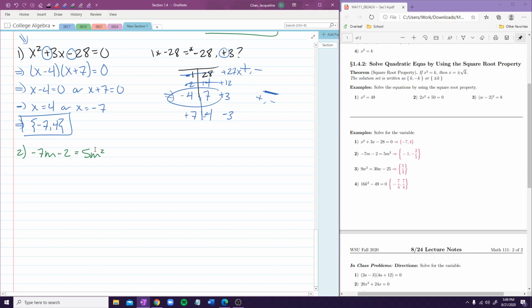But your question might be, how do I know which terms to move around? You guys might be wanting to bring this negative, like this 5m squared over, because that's just one term. However, one thing is the number attached to your variable. Okay? You want it to be positive. Right? You want it to be positive. So what am I going to do? I'm going to add the 7m and add the 2. And when I do that, I get 0 is equal to 5m squared plus 7m plus 2.